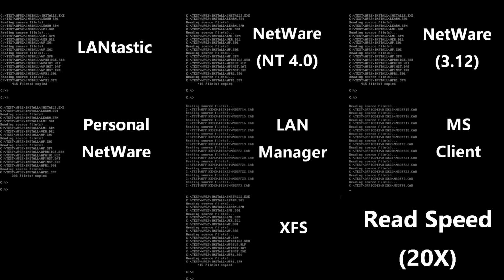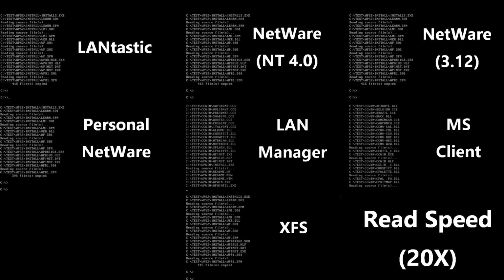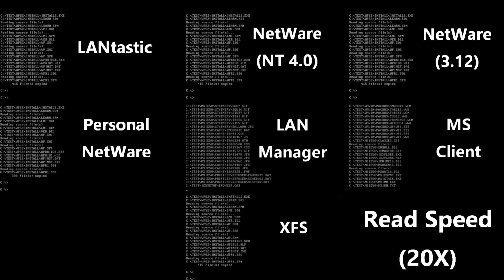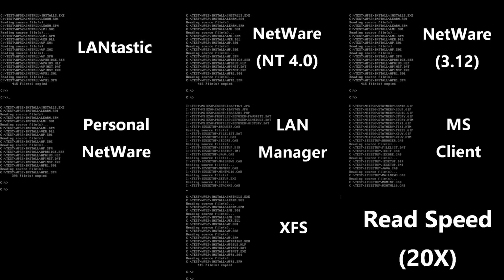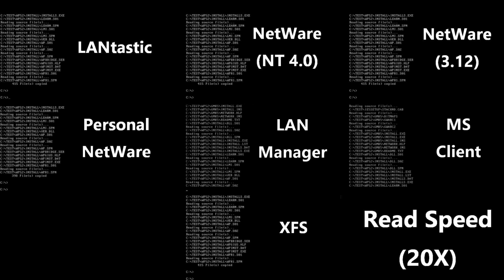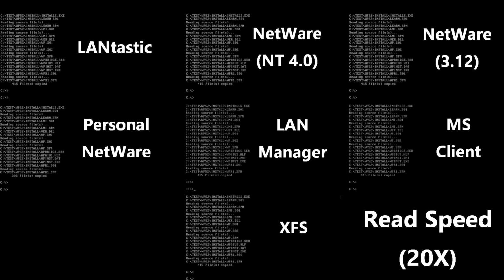Looking at read speed, there was a degree of disparity, and I think this resulted from LANmanager and MS Client struggling to copy some of these MS Office cab files. It froze forever. It may be a bug in writing, or maybe there's a buffer that can be increased, but the performance was not good by an order of magnitude when it came to LANmanager and MS Client.